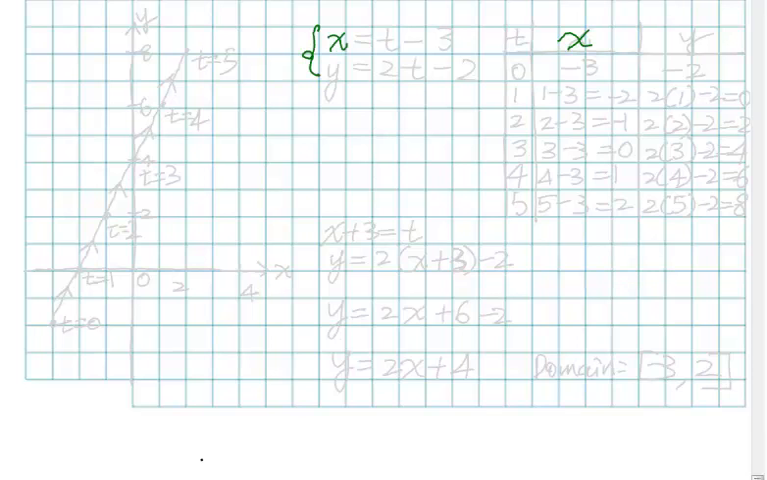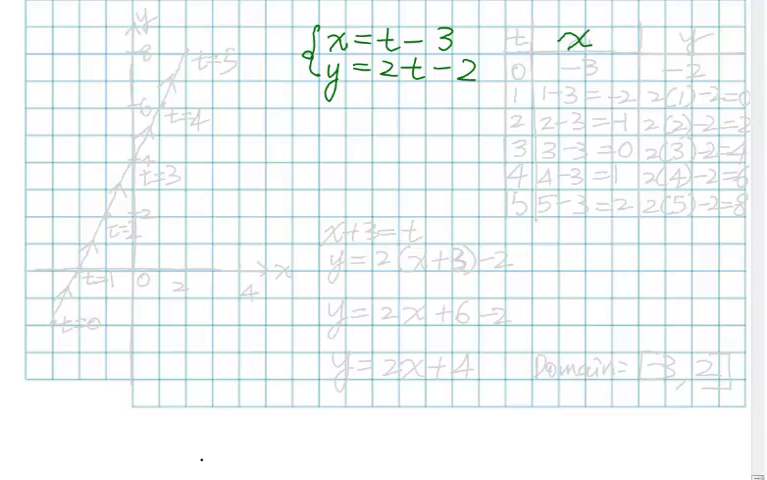We will look at the pair of parametric equations x equals t minus 3 and y equals 2t minus 2. X is a function of t and it is a linear function, the slope of which is the coefficient of t, which is 1. Likewise, y is a linear function of t and the slope of which is 2. That means the y value will increase faster than the x values on the curve of the parametric equations.